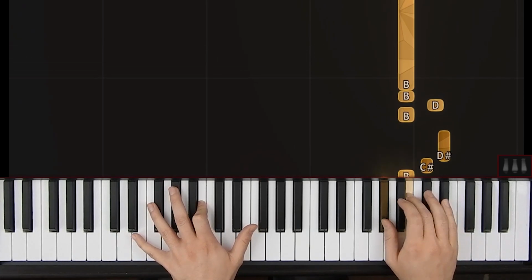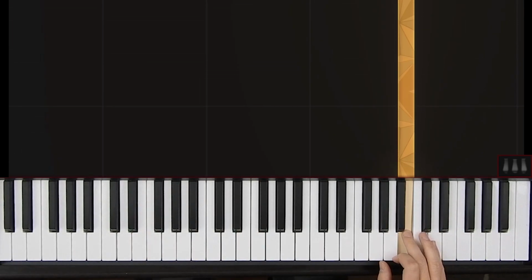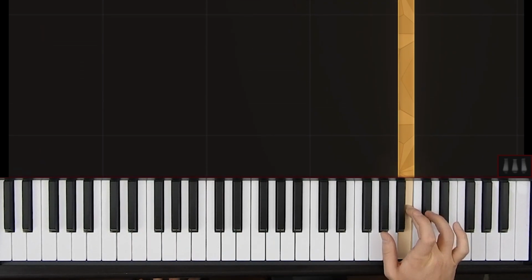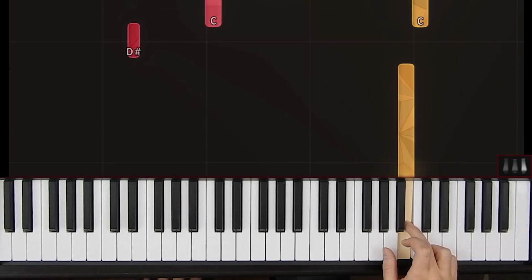You can use whatever finger. I mean, probably 3, 5, 3. 3 is straightforward because your 3 is already on B. Okay, moving on.